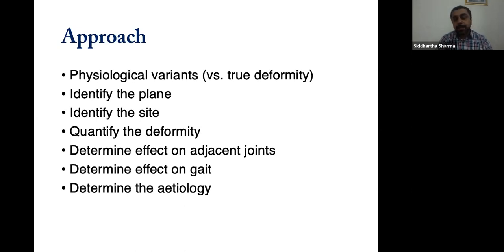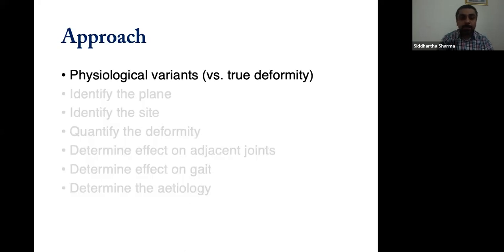Whenever you see a deformity, you have to ask yourself the following things. The first thing, especially if this is a child, is whether this is a physiological variant, and I will be telling you about this. The next thing, which is the easy bit, is to identify the plane. Then you have to identify the site of the deformity, quantify the deformity, and determine the effect on adjacent joints. If it has an effect on gait, you have to see that, and determine the etiology. Mind you, by no means is determining the etiology the least important thing. Like I said, this is a general scheme, and you can build this into your own system of examination.